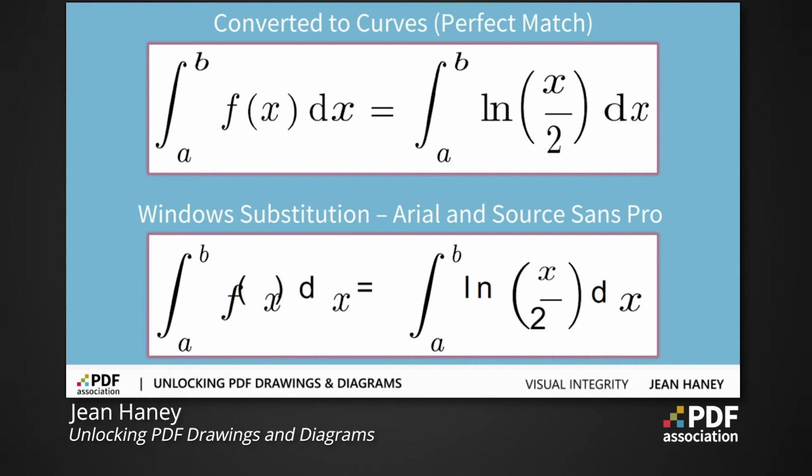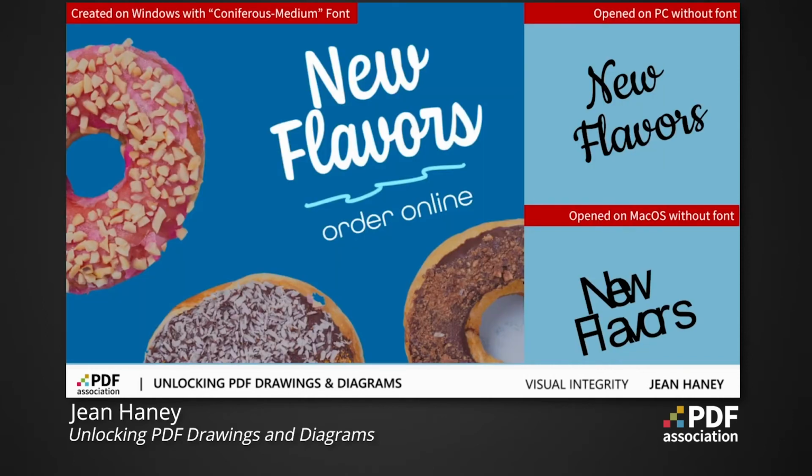The bottom example is a straight conversion from PDF to Word with no font substitutions. You can see it didn't work out too well. This is a more lighthearted example showing what happens to stylized text when it's converted to PowerPoint on the PC and Mac. Windows can't match it, and the Mac has no idea what the font is. Decorative, stylized, and scripted text should always be converted to curves.